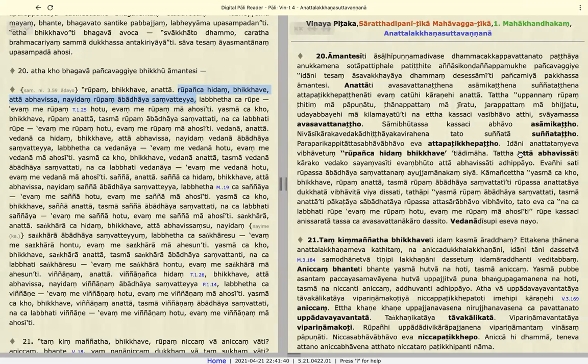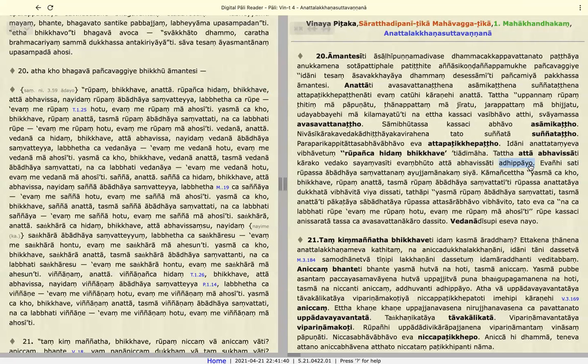Yes, there is a commentator who mainly focused on rūpañ ca hidaṁ bhikkhave. I mean, he firstly focused on attā abhavissa. In this sentence, the commentator focuses on attā abhavissa and tries to explain it. He doesn't want to explain the grammatical way, he's trying to explain the meaning. Therefore, he finds attā abhavissa, attā abhavissa ti adhippāyo.